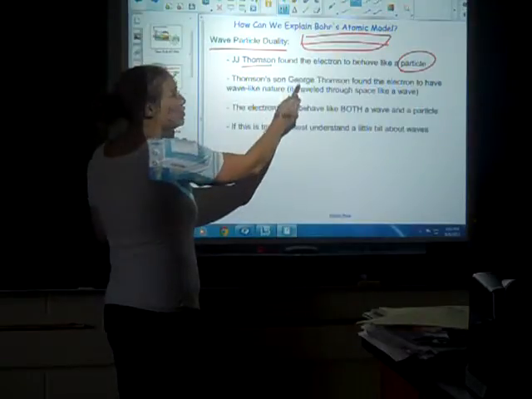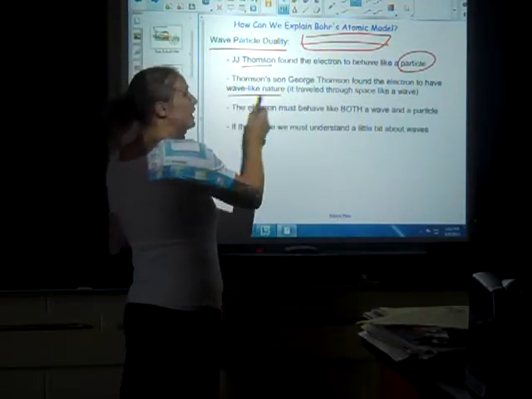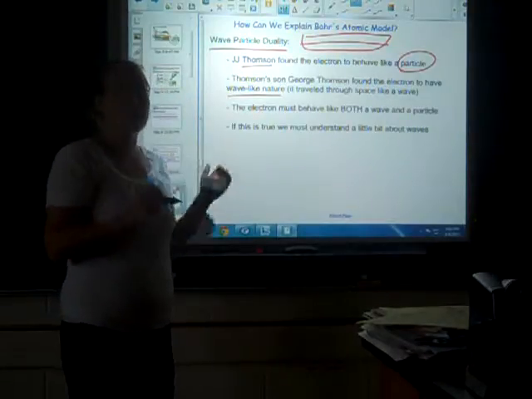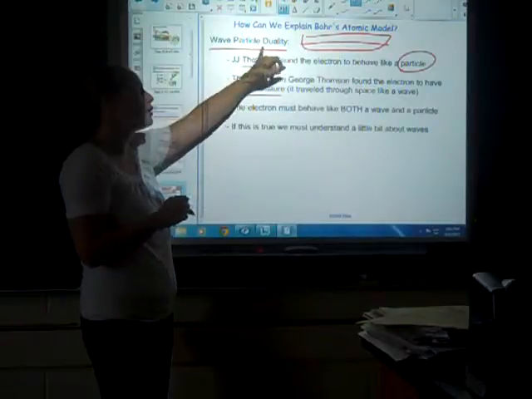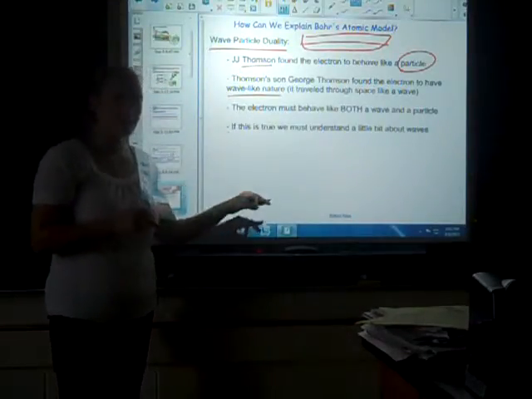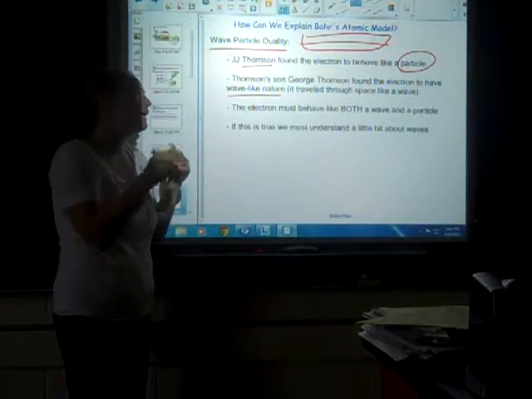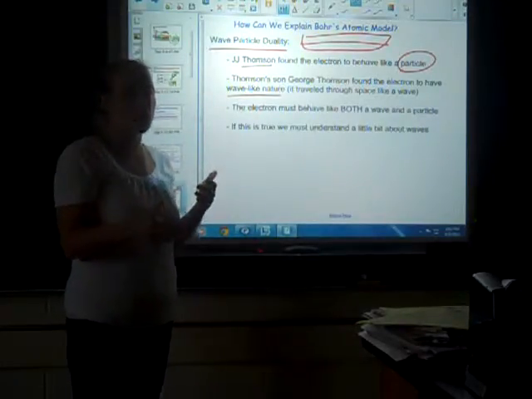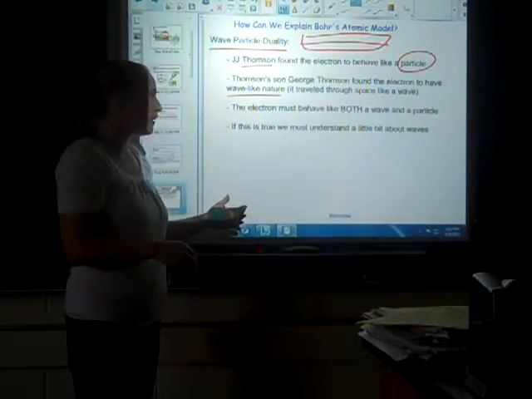But his son, George Thomson, also found that the electron has a wave-like nature. Okay, it traveled through space like a wave. So that gives us this wave-particle duality. The electron must behave both like a wave and a particle. And now with this new construct, we can begin to explain what Bohr saw with that line emission spectrum, and with the black box radiation and with the photoelectric effect.